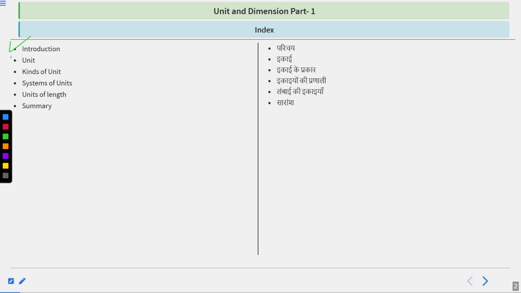Secondly, we will look specifically at the unit. Then, what are the kinds of units? Thereafter, what are the systems of units? Then, units of length. And at last, we will see the summary of all of these. Got it?